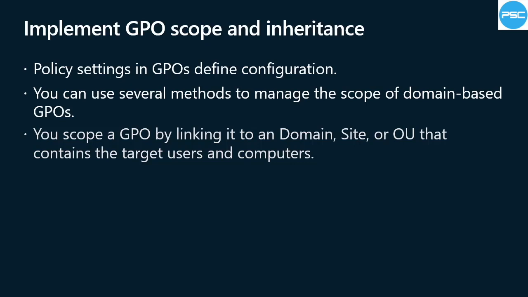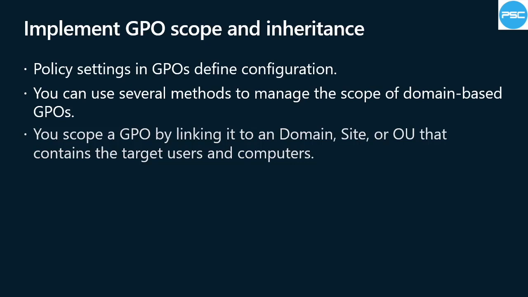The first is the GPO link. In AD DS, you can link GPOs to sites, domains, and OUs. The site, domain, or OU then becomes the maximum scope of the GPO. The configurations that the policy settings in the GPO specify will affect all computers and users within the site, domain, or OU, including those in child OUs.